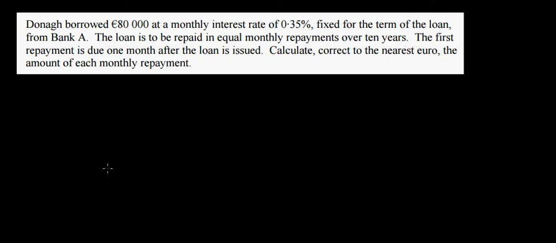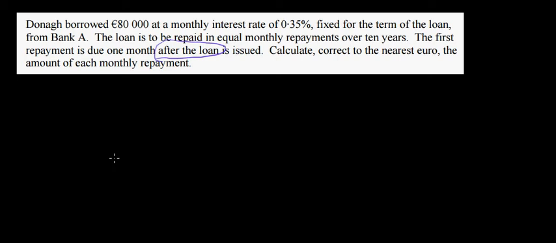Anyway, this is fixed for the term of the loan from Bank A. The loan is to be repaid in equal monthly repayments over 10 years. The first repayment is due 1 month after the loan is issued, and this idea of 1 month after the loan is quite important in these types of questions. Calculate, correct to the nearest euro, the amount of each monthly repayment. So how much does he have to pay back every month in order to repay this loan over 10 years?